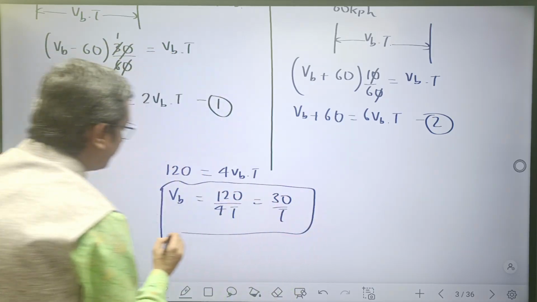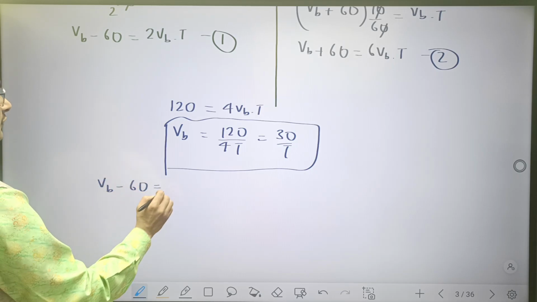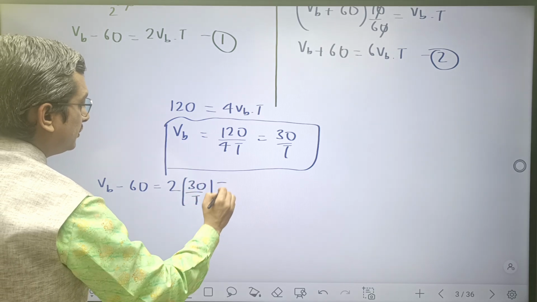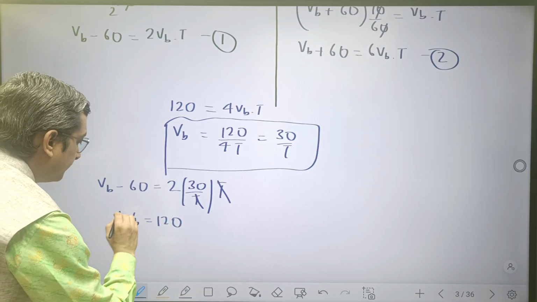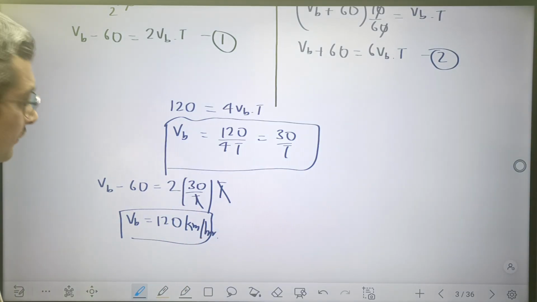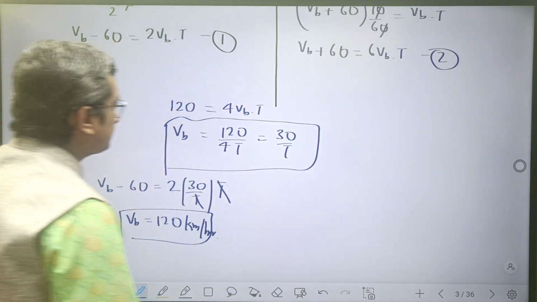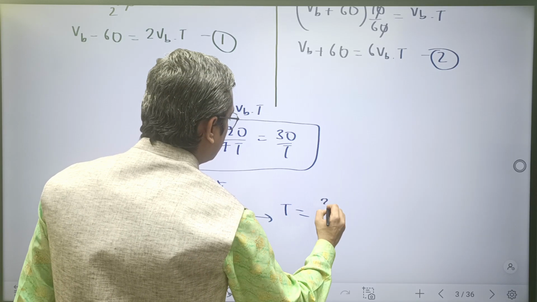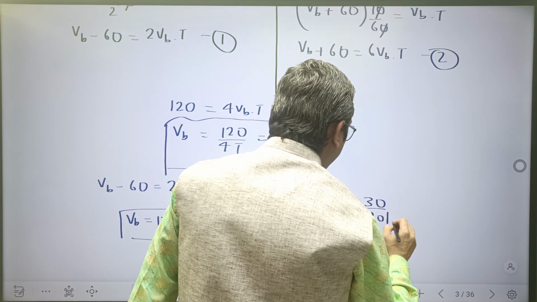So if I substitute this value of VB in equation 1, then I get VB minus 60 is equal to 2 times, instead of VB write 30 by T, into T. T gets cancelled and we have VB is equal to 120 kilometer per hour. So this is the first part of the answer, that VB is equal to 120 kilometer per hour. And as we have the relation that VB is equal to 30 by T, it implies that T is equal to 30 by VB. So this is 30 by 120, isn't it?